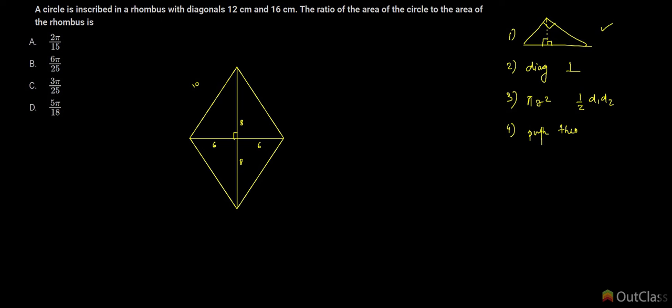Not really a concern. Anyway, you have a circle inscribed in this rhombus, which looks something like this. Let me see if I can get it. It looks something like this. Now what do we want? Let's work backwards. The ratio of the area of the circle, pi r square, by half d1 d2 is what we want. We already have d1 and d2. Pi is a constant. All we need is r. We need to find r, and then we can solve this question.